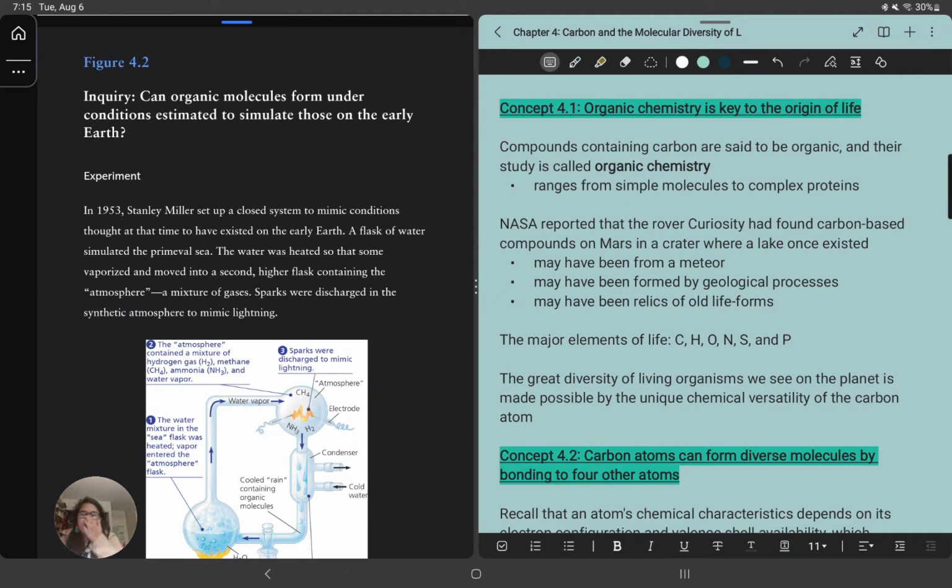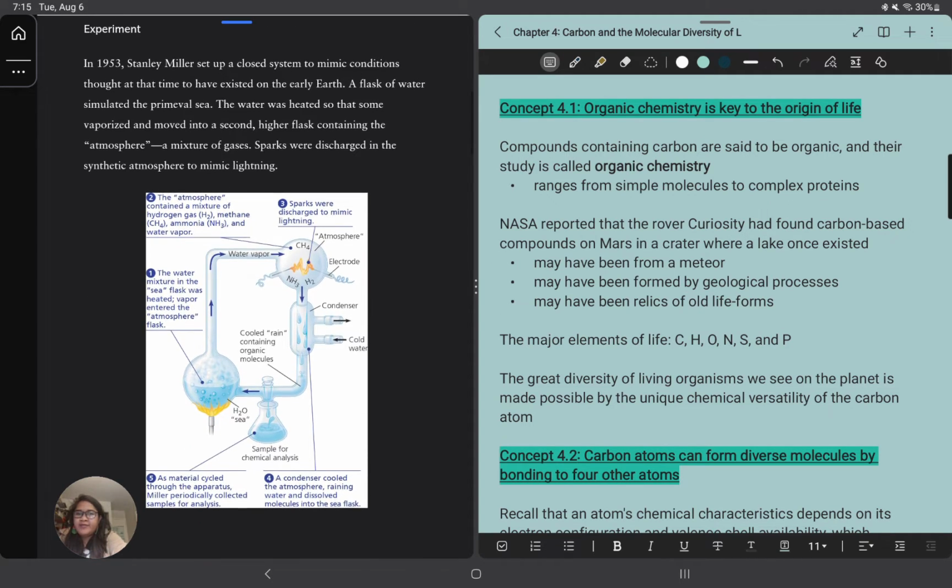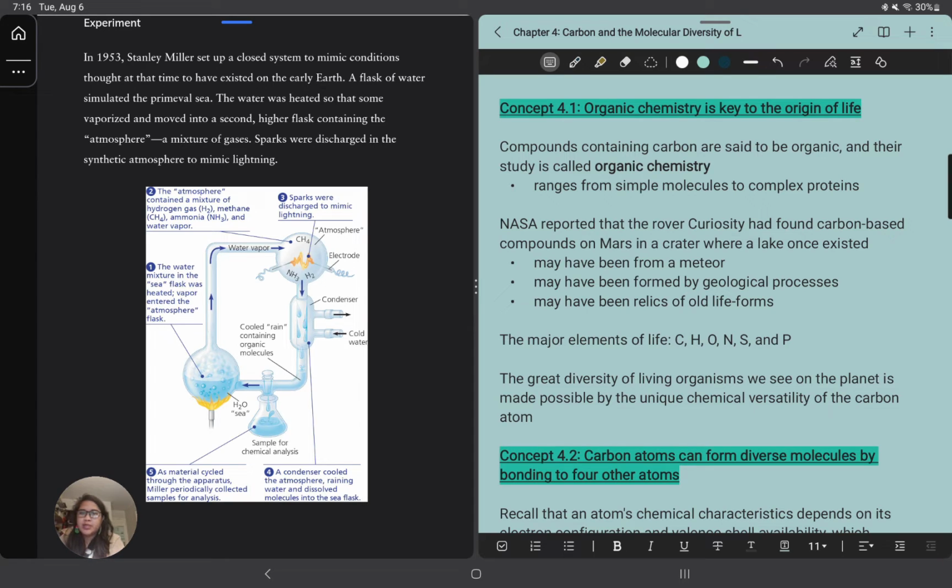So figure 4.2, inquiry. Can organic molecules form under conditions estimated to simulate those on the early Earth? Experiment. In 1953, Stanley Miller set up a closed system to mimic conditions thought at the time to have existed on the early Earth. A flask of water simulated the primeval sea, and the water was heated so that some vaporized and moved to the second higher flask containing the atmosphere, a mixture of gases. Sparks were discharged in the synthetic atmosphere to mimic lightning.